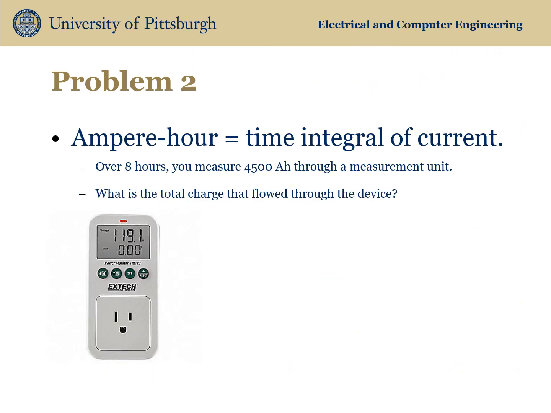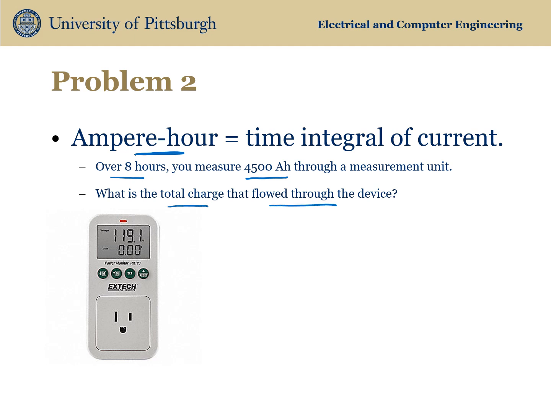Another example that we have, from this example we introduce another definition, which is an amp hour. So amp hour is the time integral of the current. Let's consider this problem. Over 8 hours, we measure 4,500 amp hours. So we integrated the current over time. We had 4,500 amp hours through our measurement unit, and we want to know the total charge that flows through this device.